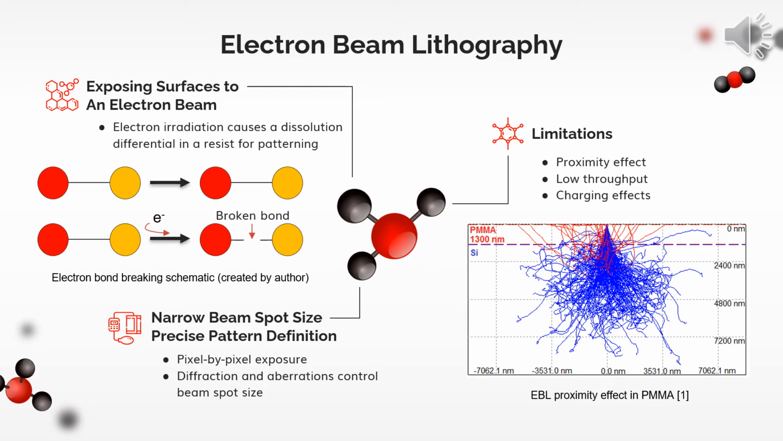EBL is a promising lithography technique and widely thought of as the next method to be used for high-volume IC manufacturing. However, EBL is currently limited by slow throughput, charging while working with insulating materials, and the proximity effect from electron scattering. The proximity effect is shown on the image on the bottom right, where we can see that the electrons can penetrate deeper into a material, influencing the spatial dosage.